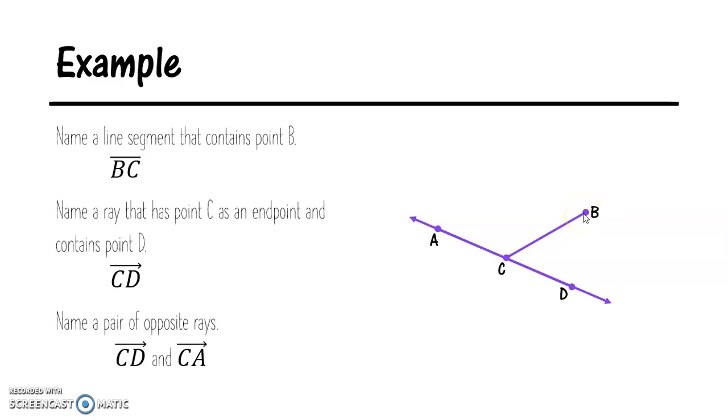Okay, there's only one line segment that contains point B, and that's segment BC. Or you could name it CB. And yes, you could write out the names for any of these. I used the symbols. Now, for a ray that has point C as an endpoint and contains point D, you're going to name it as CD. So notice I used the ray symbol as CD, or you could write the word ray CD. Has to be in this order for this ray. Next, a pair of opposite rays. You have ray CD and ray CA. That's the only pair of opposite rays you could name.